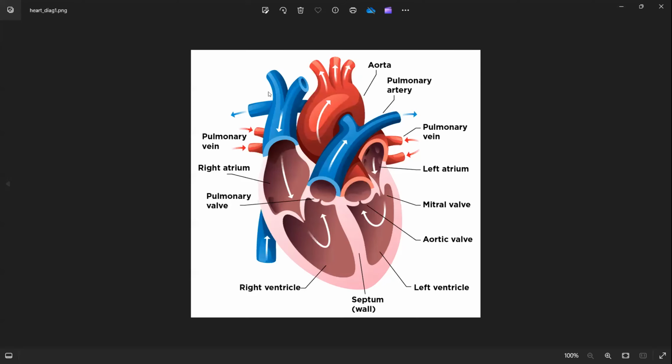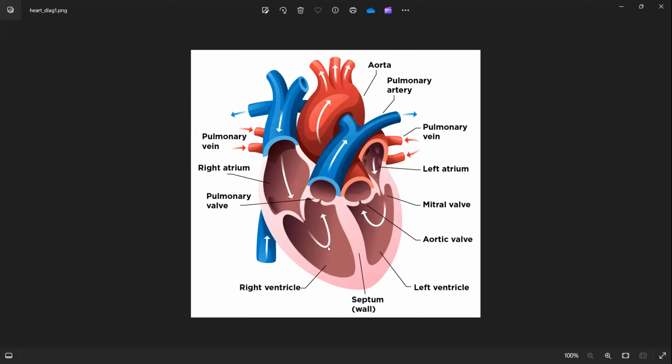Yes, sir. This is the image of your heart. Let's start from here. This is the right atrium, and this is the left atrium. So there are 2 atria. These are the 2 ventricles, right ventricle and left ventricle. In short, we'll write LV and RV later. So these are the 4 main parts, the 4 chambers of the heart.